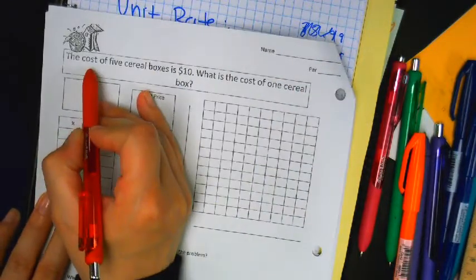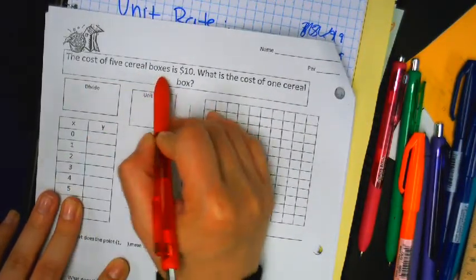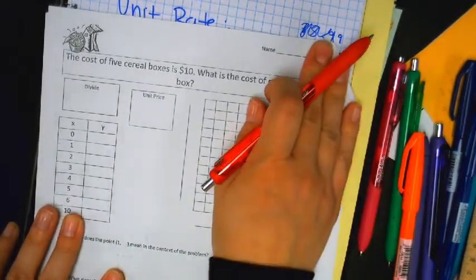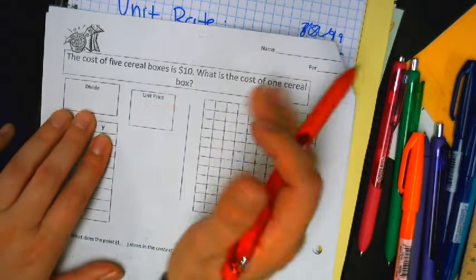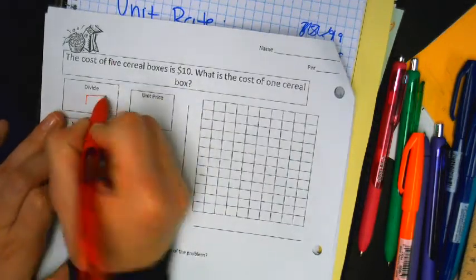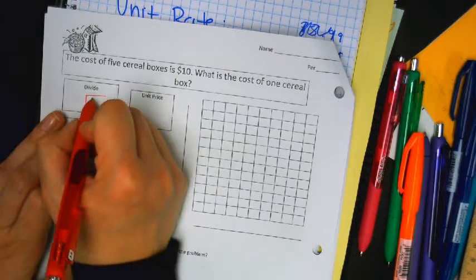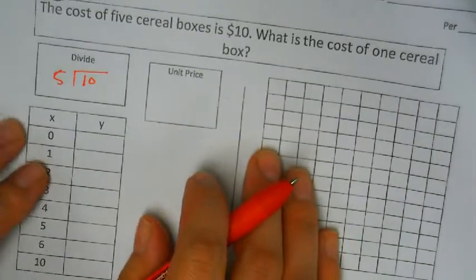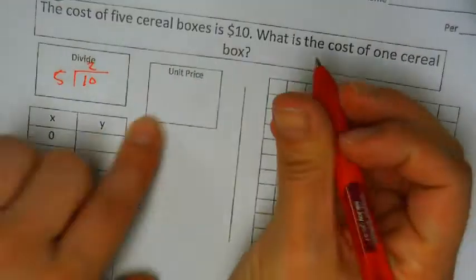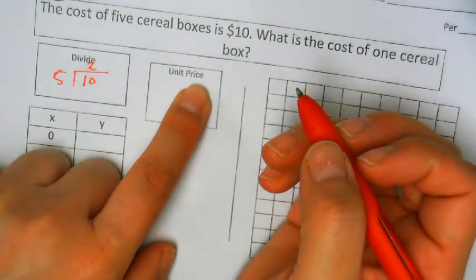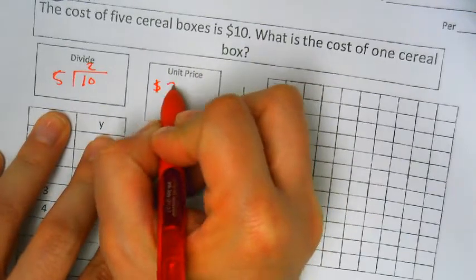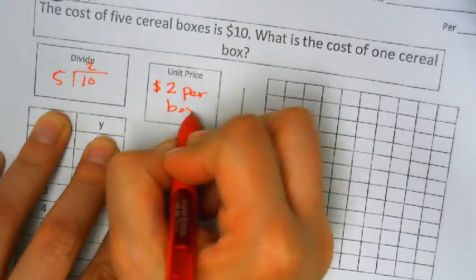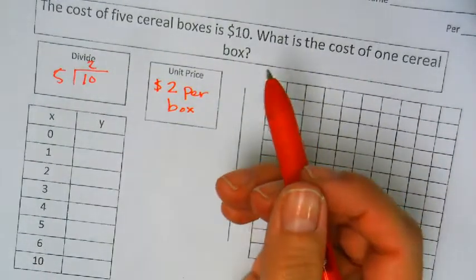The cost of 5 cereal boxes is $10. What is the cost of 1 cereal box? So divide. What number goes inside? 10. What number goes outside? 5. That's pretty easy, right? Okay. So my answer is 2. This is called your unit price. So my unit price is $2 per box. Okay? The math is pretty easy, right?